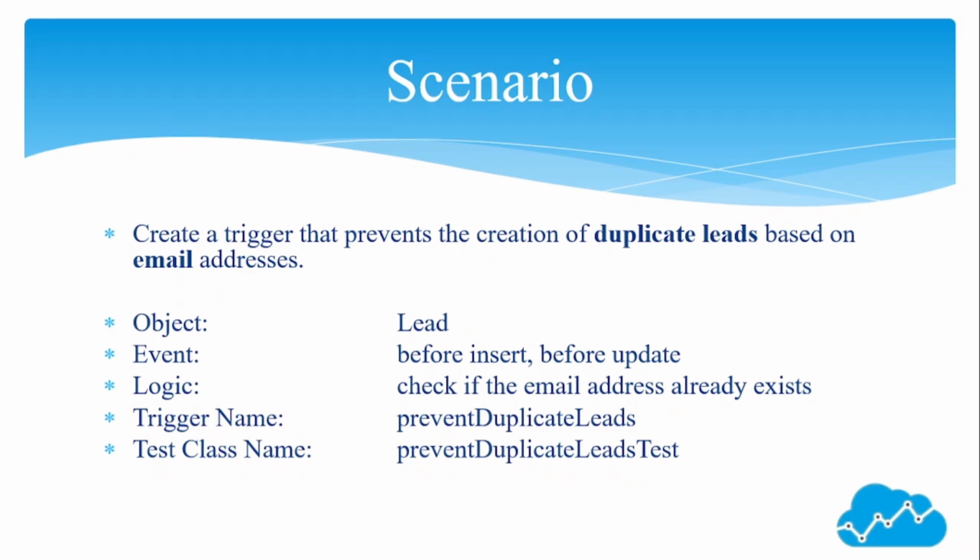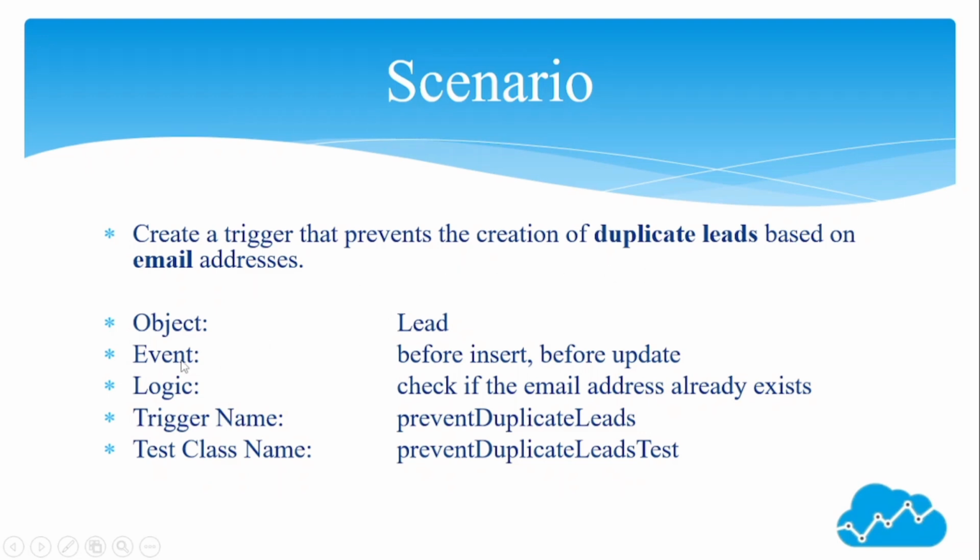Suppose I have created a lead with the email ID abc@gmail.com, and again if I am going to create one more lead with the same email ID abc@gmail.com, it should display a message that this email ID already exists, you can't create the duplicate lead. So this activity we are going to prevent by writing a trigger. In this case the object would be the lead object, so on the lead object we have to prevent the duplicate leads.